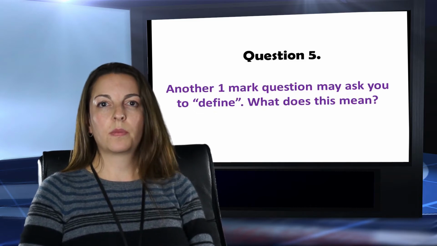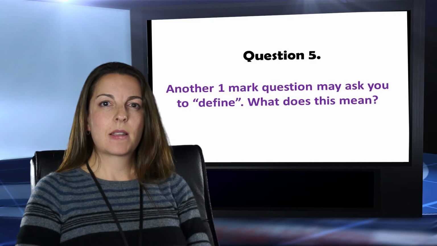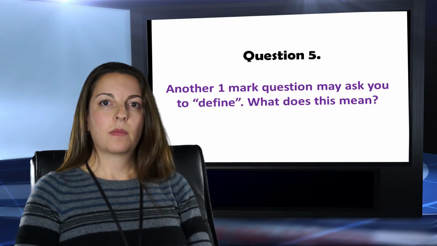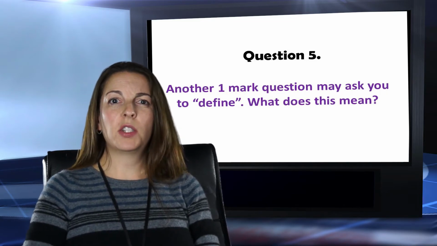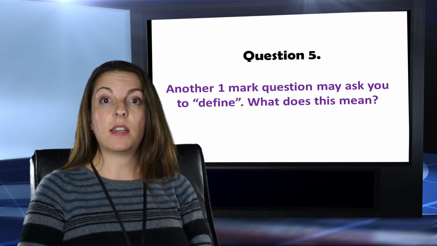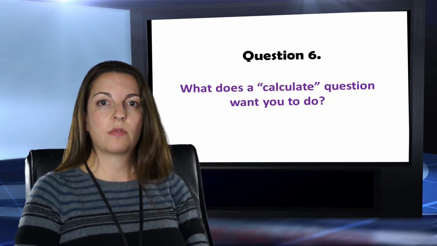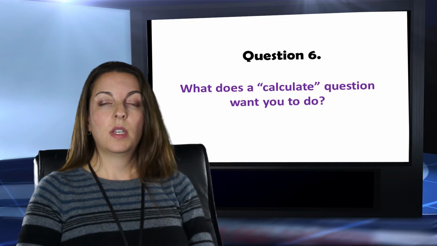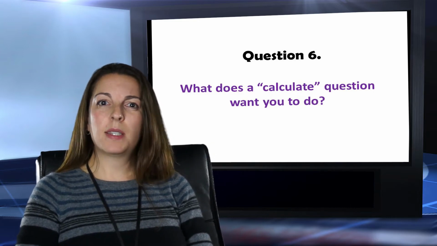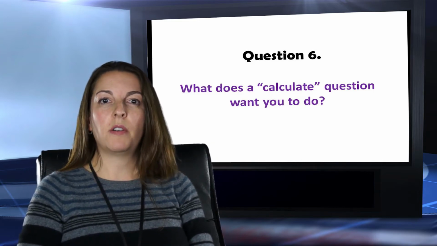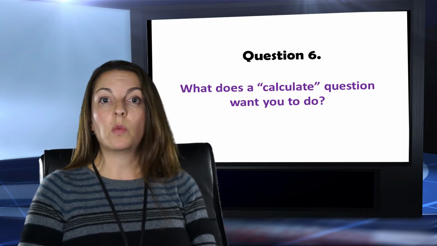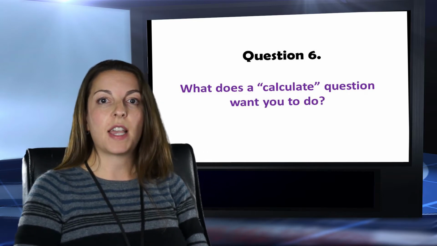How many marks would you get for a state, identify, name question? Just 1 or 2. Another 1 mark question may ask you to define. What does this mean? So that would usually be a keyword question. They'd give you the keyword and ask you to write the definition of that keyword. And what does a calculate question want you to do? Give a number. It might be as simple as just quoting a number from a graph, but you may have to work that number out for yourself by reading off the axes.